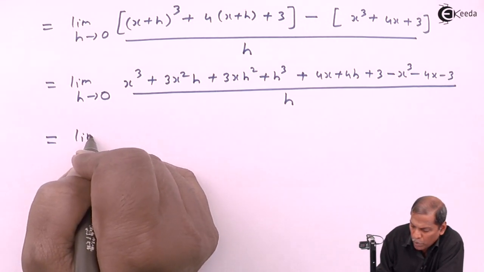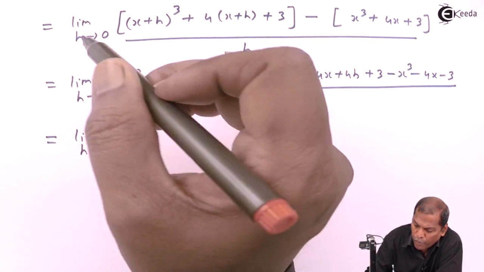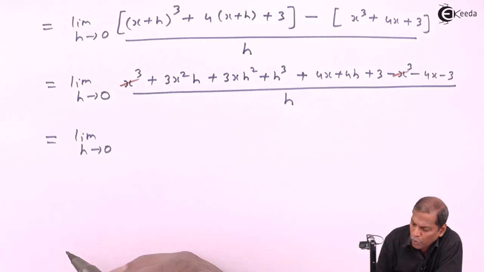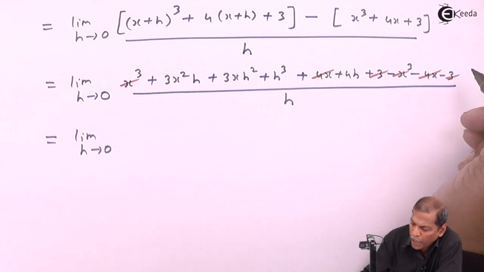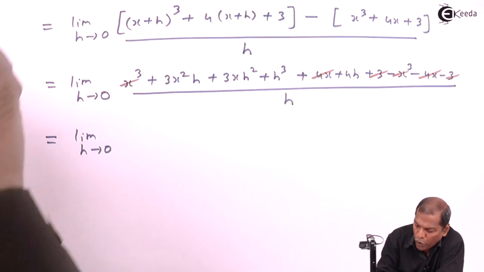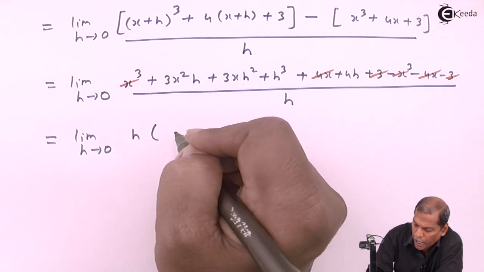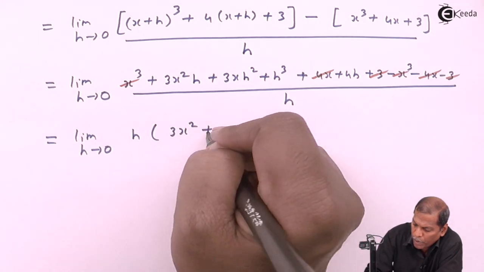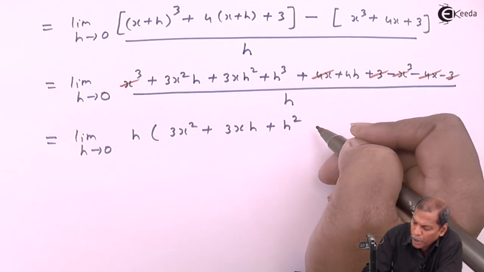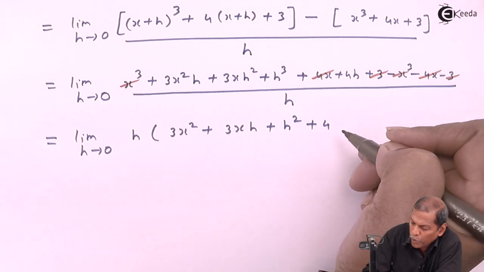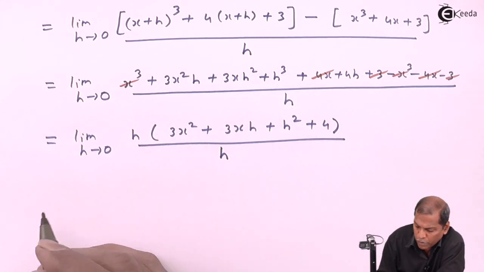So that equals limit h tends to 0. Now here we cancel plus x cube minus x cube, then plus 4x minus 4x, plus 3 minus 3, and then from remaining brackets we take h common. So we have h in bracket 3x square plus 3xh plus h square plus 4 in the numerator, and whole thing divided by h.